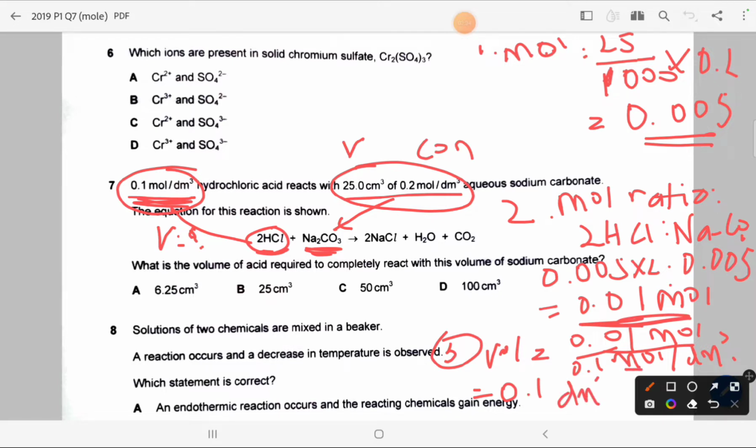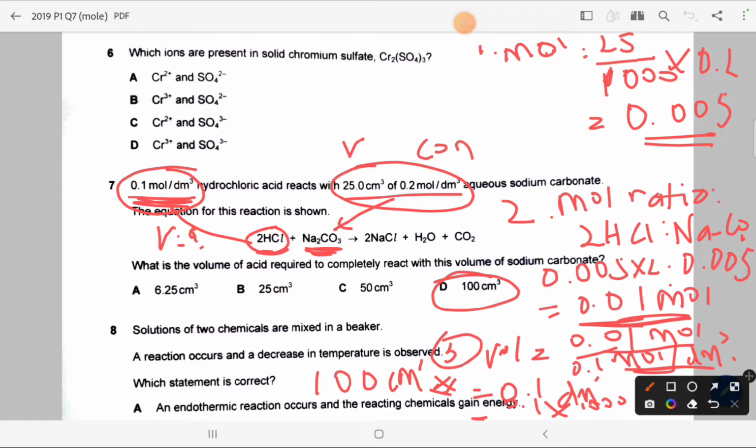This mole per dm cube at the bottom will go up to become dm cube over mole, and then the mole and mole will cancel off each other. So you get 0.1 dm cube, which is actually the same as 0.1 times 1000 in order to change it to cm cube, and that would be 100 cm cube. So the answer is D, 100 cm cube.